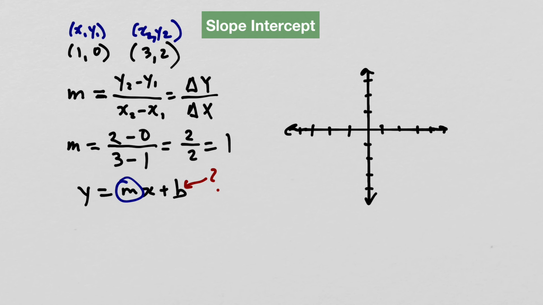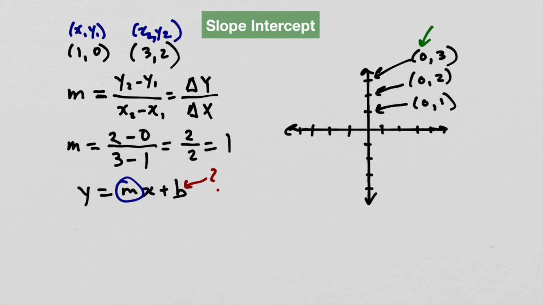We know that any line that crosses the y-axis, the x value, or the domain, is always 0, right? Here's what I mean. This point is 0, 1. This point is 0, 2. And this point is 0, 3. Notice that all of the x values are zeros. So we know that wherever this line crosses the y-axis, the x value is always going to be 0.